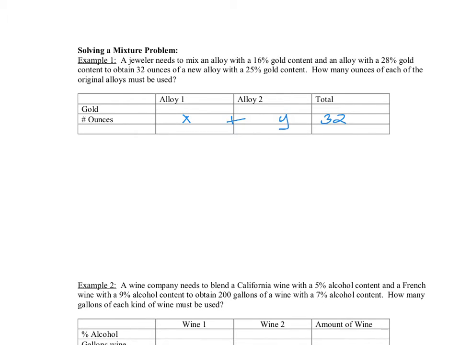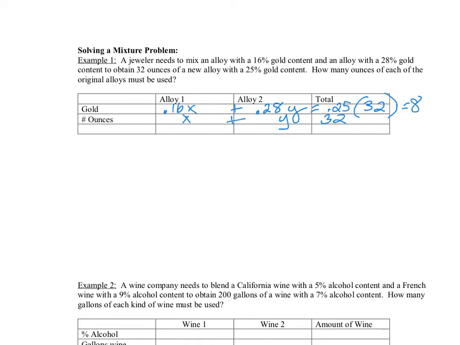Okay, now alloy 1 had 16%, so it's 0.16x, the gold in alloy 1, plus the amount of gold in alloy 2, which was 0.28y, has to equal 25% times that 32 I need to use. Okay, so that last number is kind of different. So I'm going to do that real quick. Oh, that's easy. 1/4 of 32 is 8. So that means I need 8.